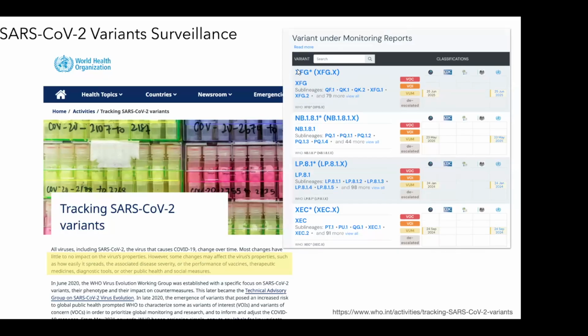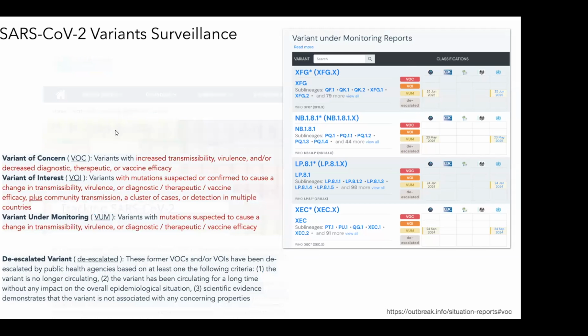And so you may have heard about all these really not that easy to remember names, XFG, NB 1.8.1, or GN1, or XBB, or all these trivial names. They are categorized here within different groups. And I know there is a lot of text here, but the idea is just, I will share the slide and you will be able to read that later if you want to. But these different variants can be classified if they are of concern, which is called VOC for variant of concern, if their variants have an increased transmissibility, virulence, and or decreased diagnostic, therapeutic, and vaccine efficiency.